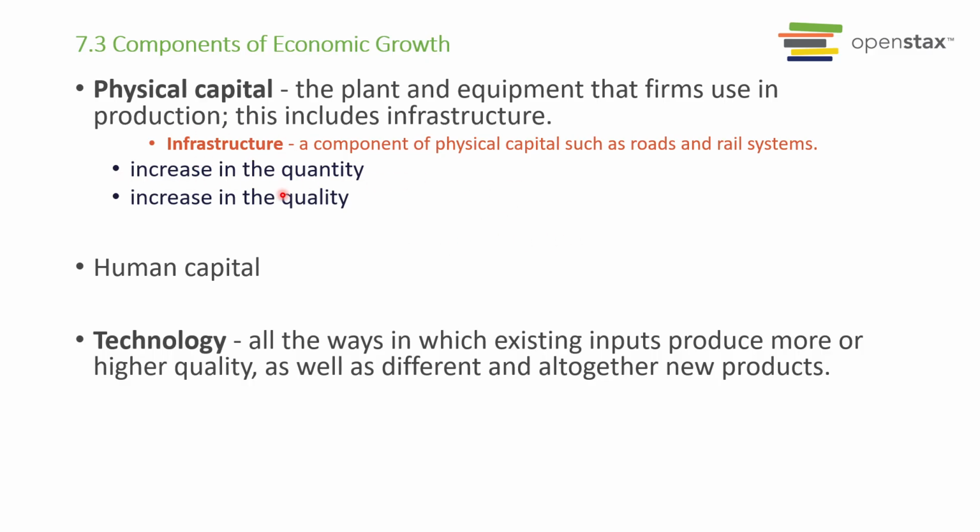So increases in the quantity will help. If you just have more physical capital, that would be good. Also increases in the quality. So if you have physical capital that's more technologically advanced, that would help too. And again, we talked about human capital as well. That's the collective skills, expertise and experience of workers, education level too. And then technology, let's define that. This is all the ways in which existing inputs produce more or higher quality, as well as different and altogether brand new products. It's an interesting definition.